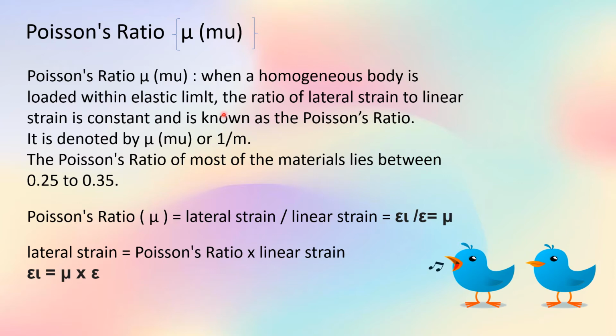Now what is the Poisson's ratio? As per this definition, Poisson's ratio is equal to lateral strain divided by linear strain. So the ratio of lateral strain to linear strain is mu.